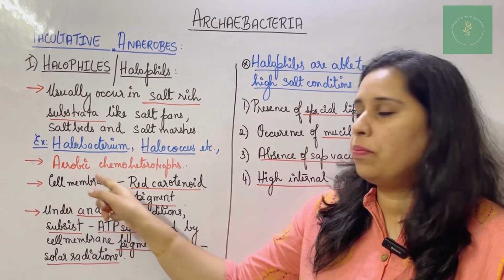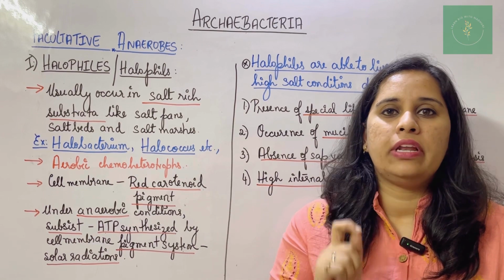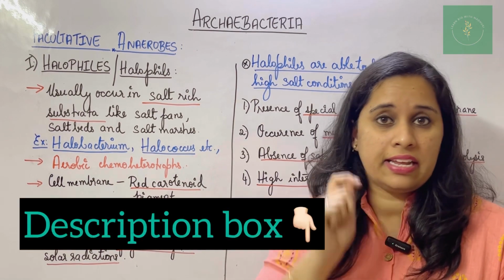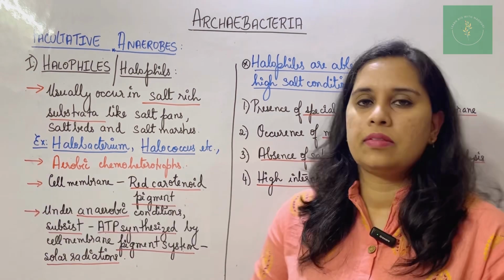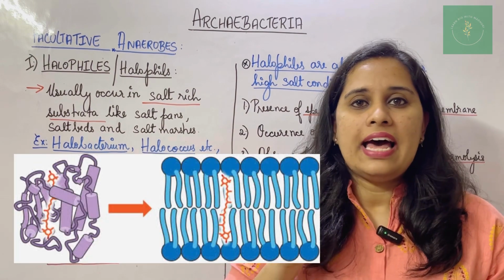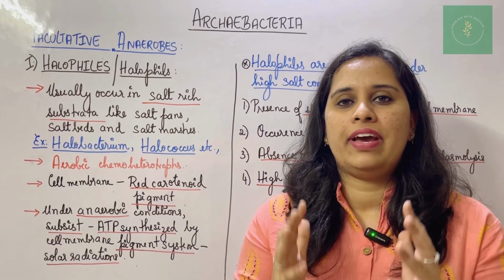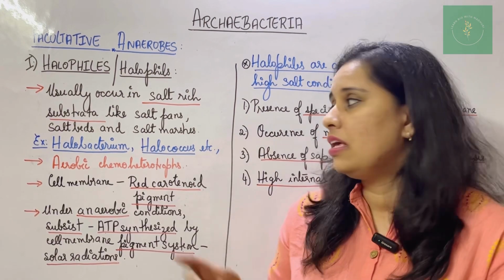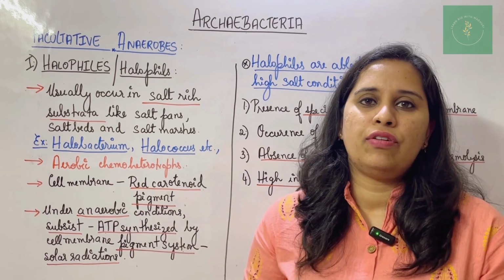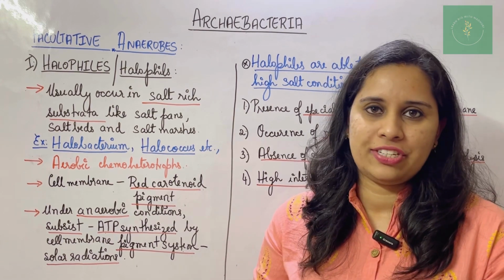Halophiles are aerobic chemoheterotrophs. For their nutrition, you have to look into part 1 Kingdom Monera, where I have explained, and the link has been given in the description box. Halophiles' cell membrane consists of a red carotenoid pigment. Why is this pigment very important inside a cell membrane? This is mainly because the pigment protects these halophile bacteria from harmful solar radiations.